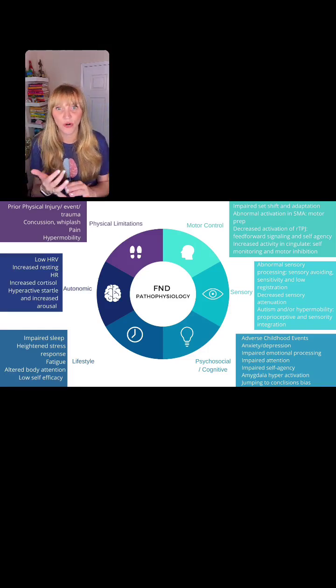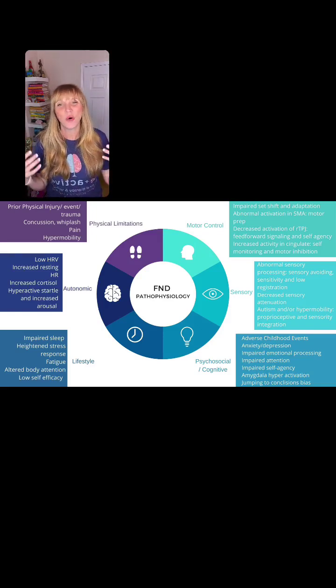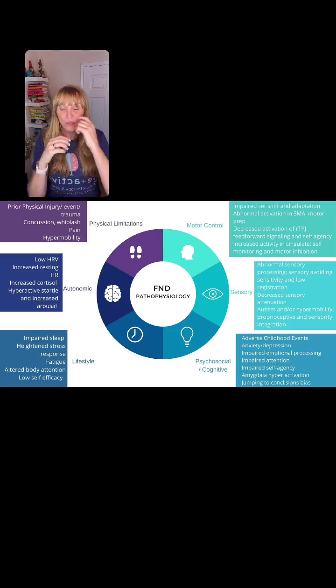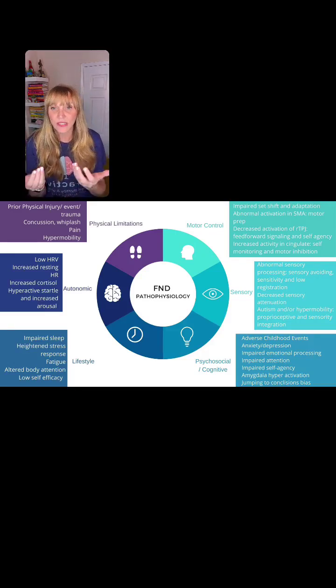So motor control. This was probably the first category that we really conceptualized, because as a physical therapist, we're looking a lot at movement. And what the literature tells us in terms of functional neurologic disorders, what can happen from a motor control standpoint is that we lose voluntary control.